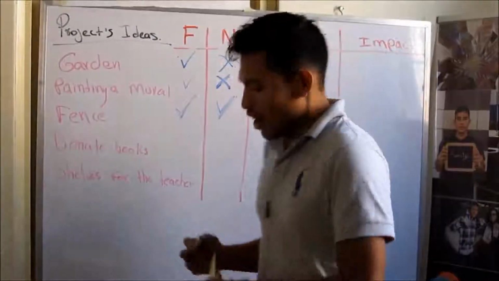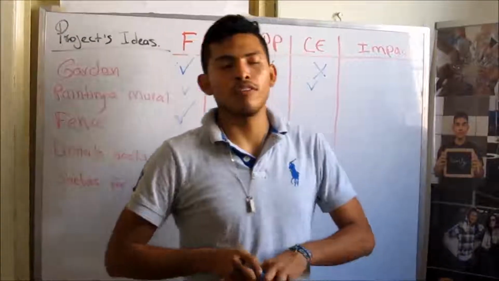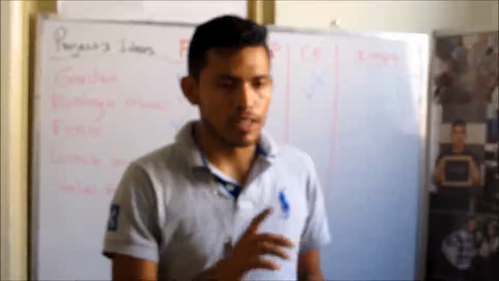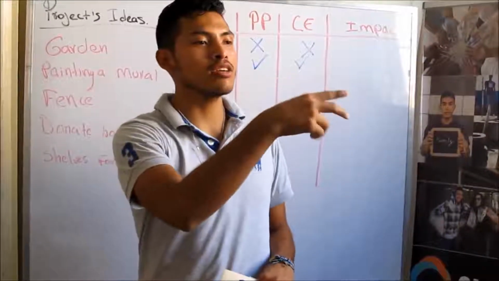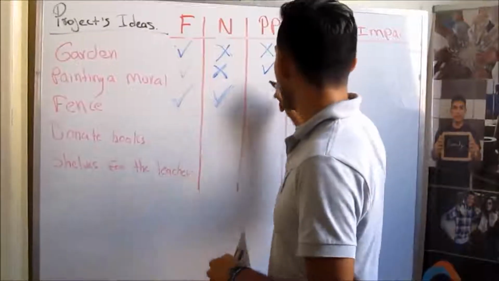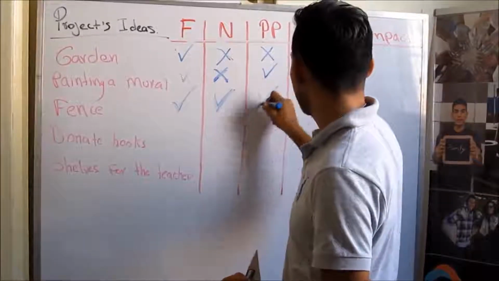Are you excited about building a fence for the kids? Yes, I love doing that. Okay, that's 20. Wow, 22. Okay, so that's a yes.